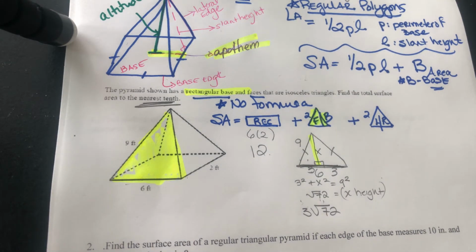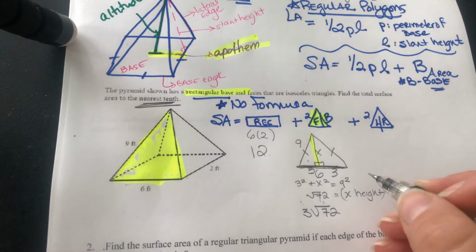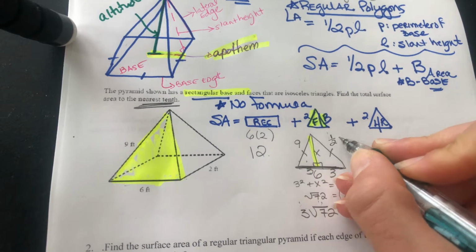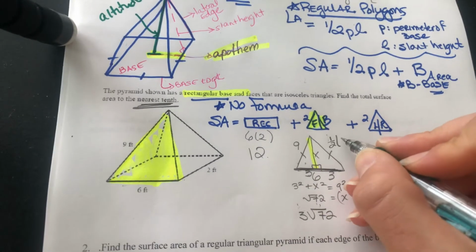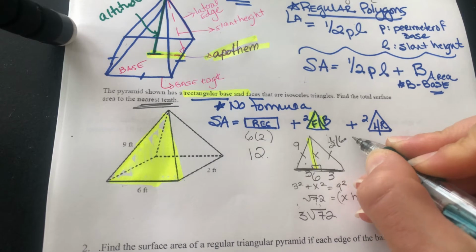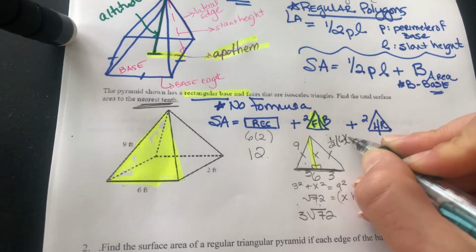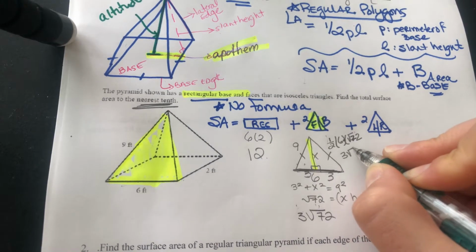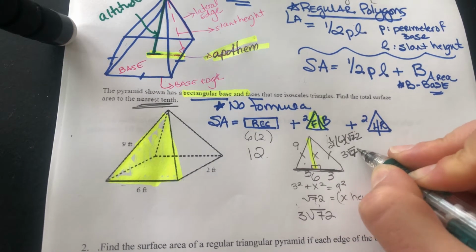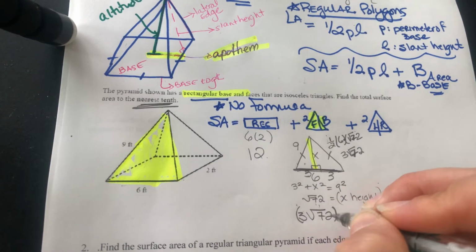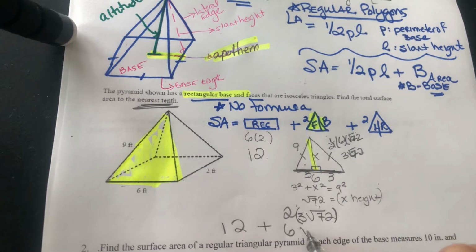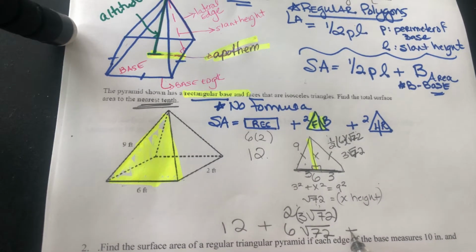So let me just make sure I do my minus. Yeah. So again, if you're not sure where these numbers are coming from, I'm doing 1/2. Oh, actually, let me double check that. It's 1/2. You have 6 times rad 72, right? So you get 3 rad 72. But don't forget, we want 2 of them. So far I have 12 plus 6 rad 72. Again, because it wants the nearest 10th, I'll put it in the calculator at the end.